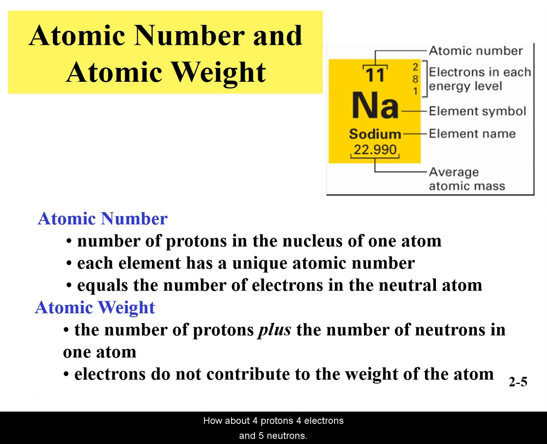How about 4 protons, 4 electrons, and 5 neutrons? Yes, 9. Because there were 4 protons and 5 neutrons, and that's a total of 9. 4 electrons are minuscule and they do not contribute to the weight of the atom. What about 7 protons, 7 electrons, 7 neutrons?